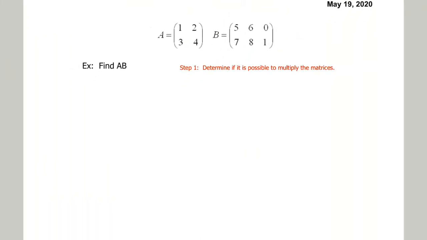We've got matrix A and matrix B. Is it possible to multiply A times B? First thing we're going to do is look at the size of A. A is a 2 by 2, 2 rows by 2 columns. And B is a 2 by 3. So we look at whether or not we can. Those are equal. This tells us we can multiply.